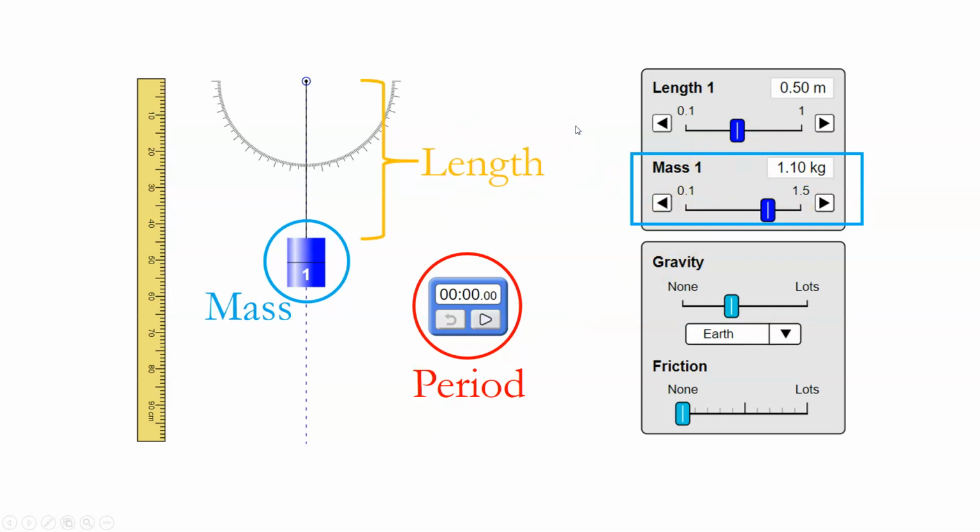On day 2, we investigated the effect of the string length, and that can be adjusted to any value here. And then finally, on day 4, we investigated the effect of the amplitude up to about 25 or 30 degrees.